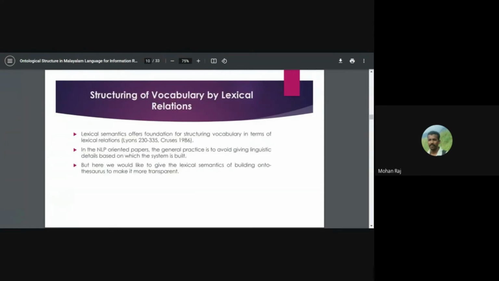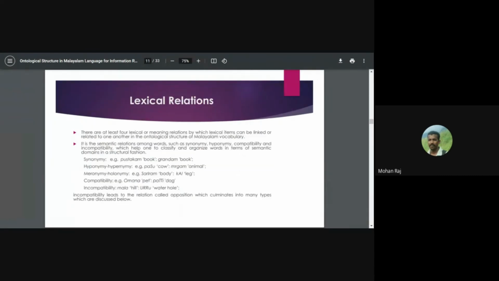In structuring of vocabulary by lexical relations, lexical semantics offers conditions of structuring vocabulary in terms of lexical relations. In NLP-oriented papers, the general practice is to avoid giving linguistic details based on which the system is built. And then going to lexical relations.